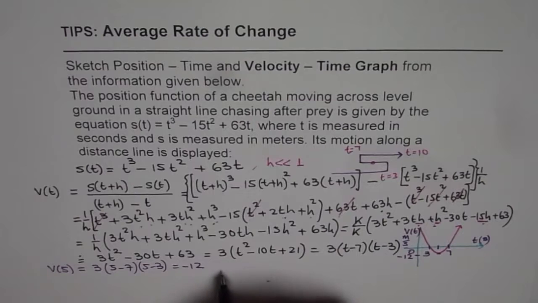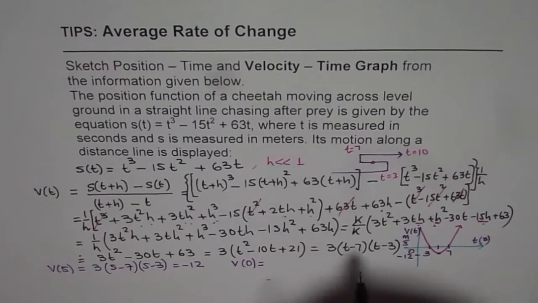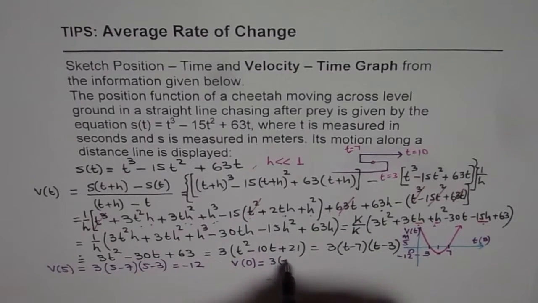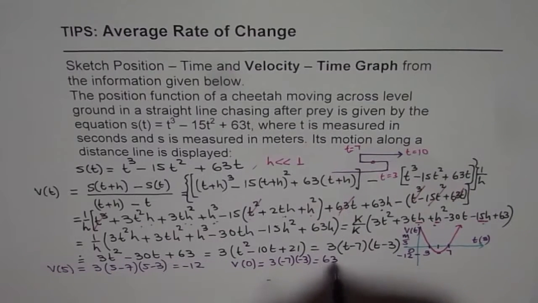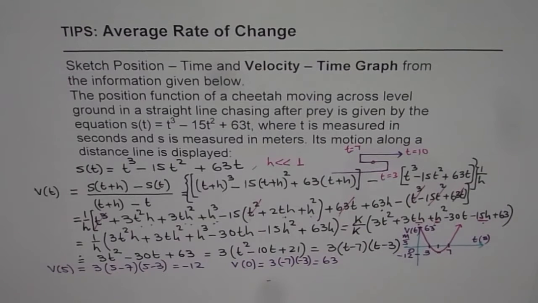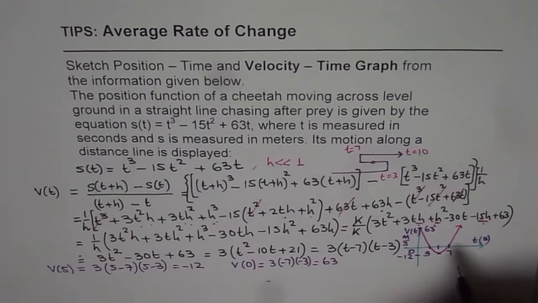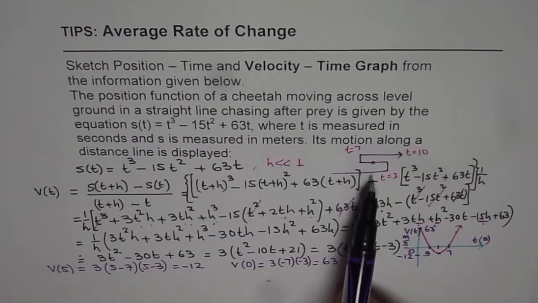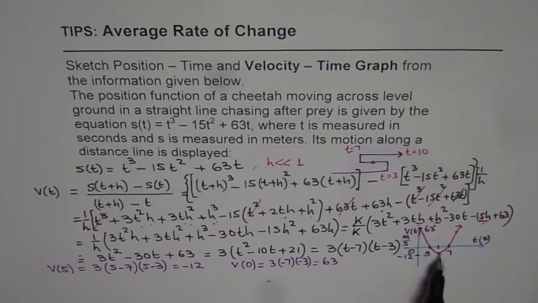When t is 0, what is the value? Which is the starting point? We can calculate that also. v of 0 is equal to 3 times minus 7 times minus 3. That gives us a value of 63. So this value is 63 meters per second for us. Likewise, we can calculate some other values and get a very accurate graph, which will be the velocity and time function. I hope in short you understand the concept. And this figure given to us in the very beginning helps us to sketch the graph.